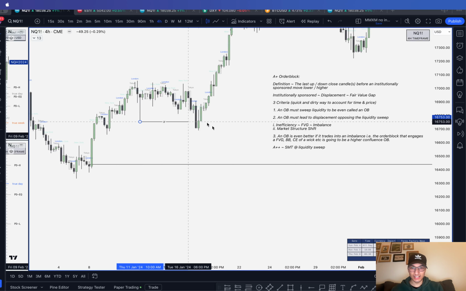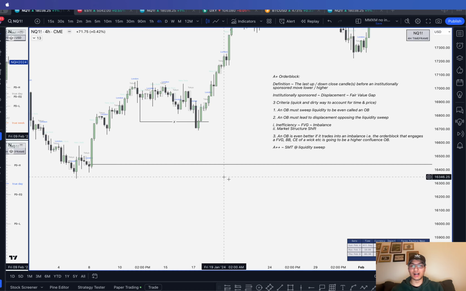Sell stops? Sell stops. What is this candle called? An order block. An order block is the accumulation of institutionally sponsored positions. What are they doing below this low? They're soaking up the sell stops and buying. Order pairing.